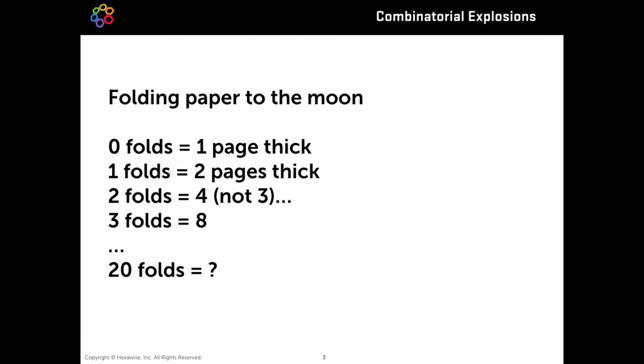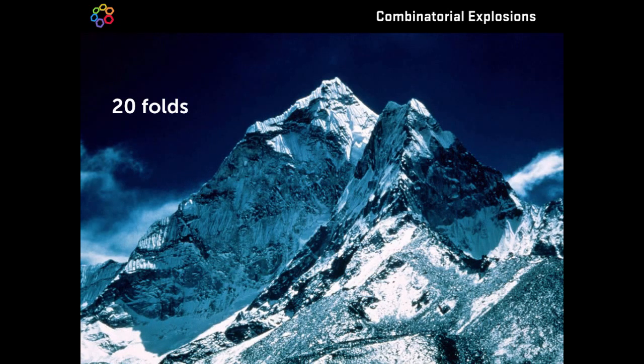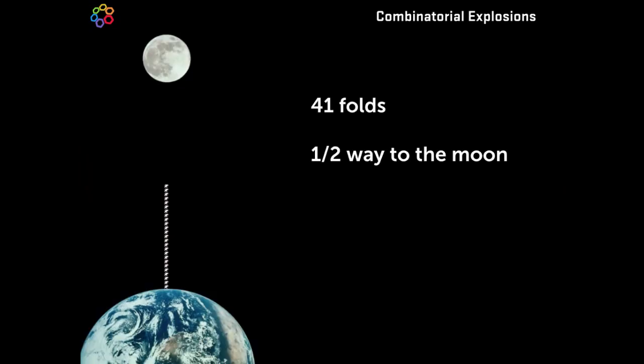After just 20 folds, that height would reach as tall as Mount Everest. It would double and double and double again. After 41 folds, the height would now be halfway to the moon. With your 42nd fold, you would get fully from the Earth to the moon in height. The story of software testing combinatorial explosions works in very much the same way.